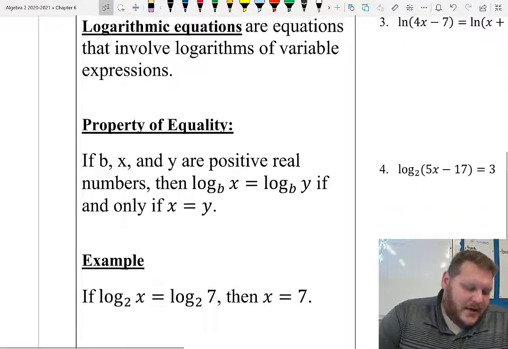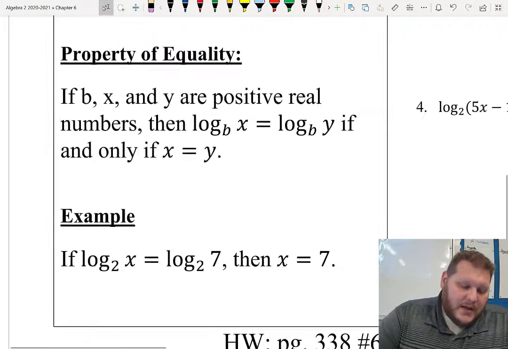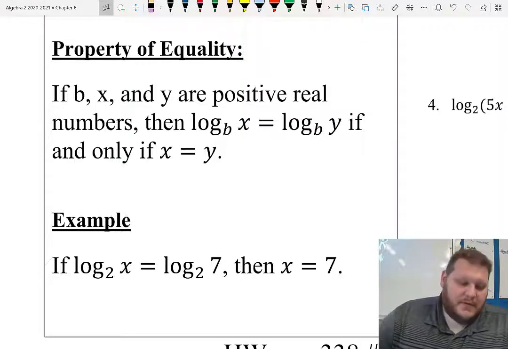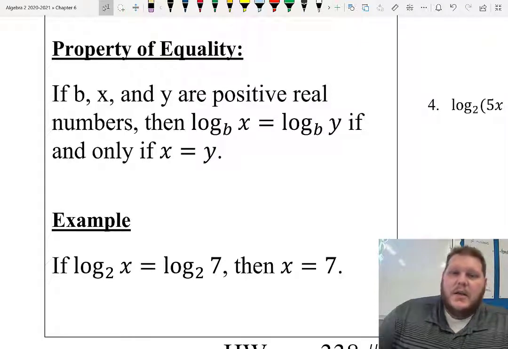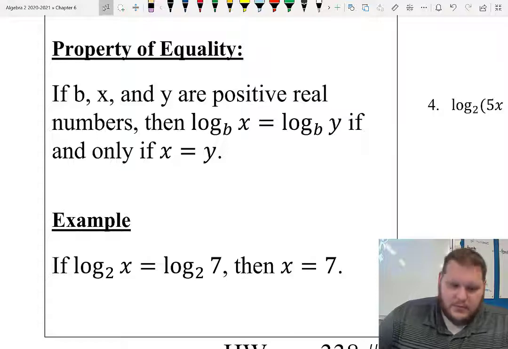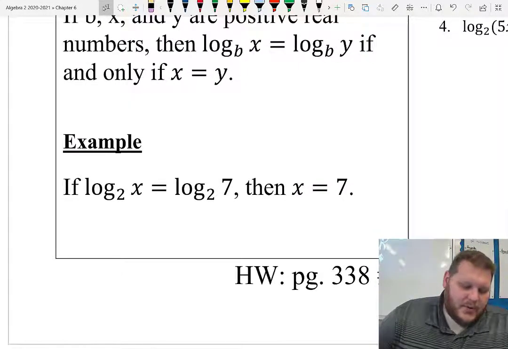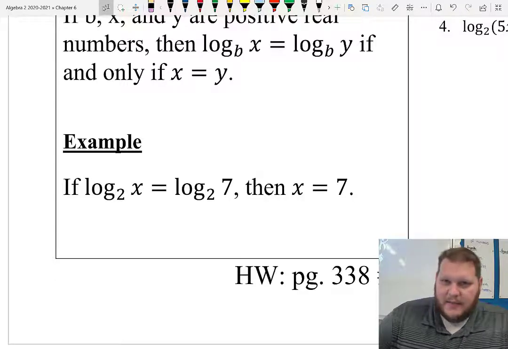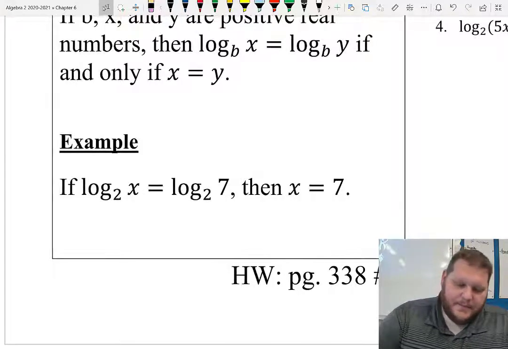So again, we have that nice elegant property of equality. If I have the log of the same base on both sides of my equation, then whatever they're evaluating has to be equal to each other. So log base b of x equals log base b of y if and only if x is equal to y. Meaning if x is equal to y, then that is true. If log base b of x equals log base b of y, then x equals y is true. So again, an example here, if we have log base 2 of x equaling log base 2 of 7, that means x has to be 7 because they have the same log of the base.